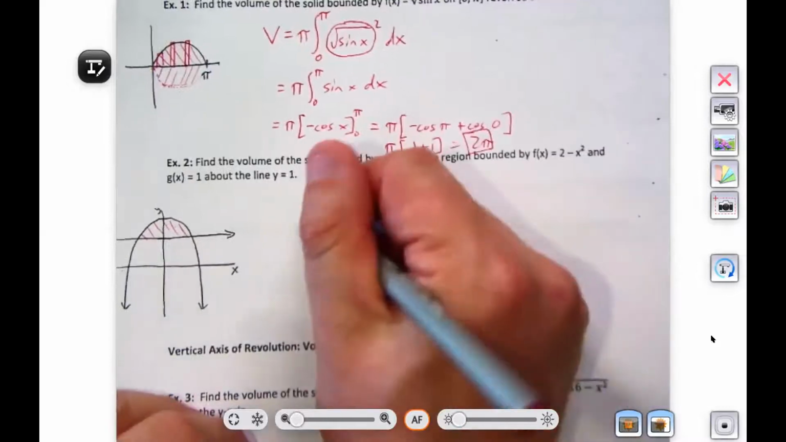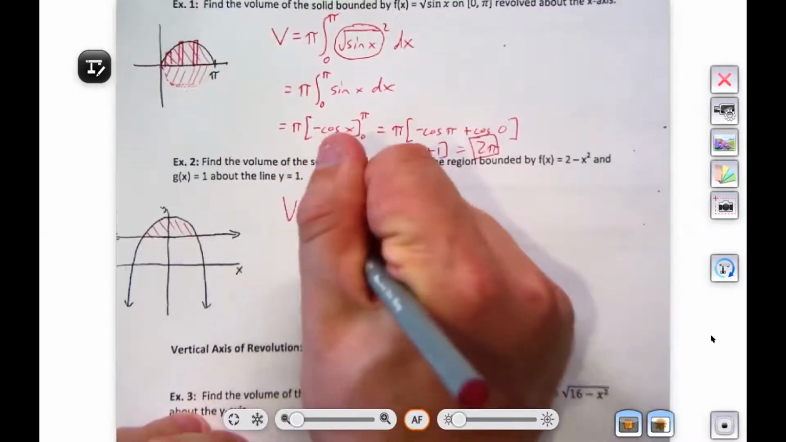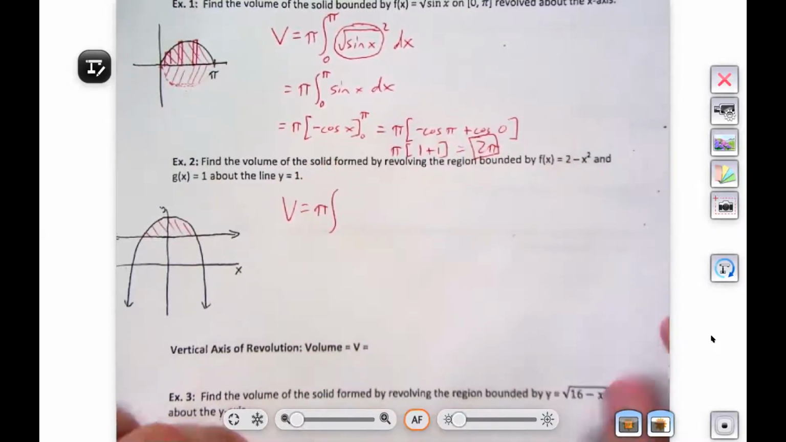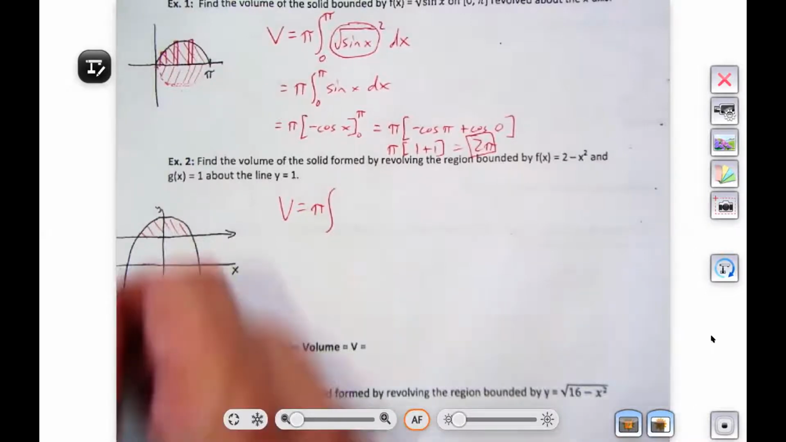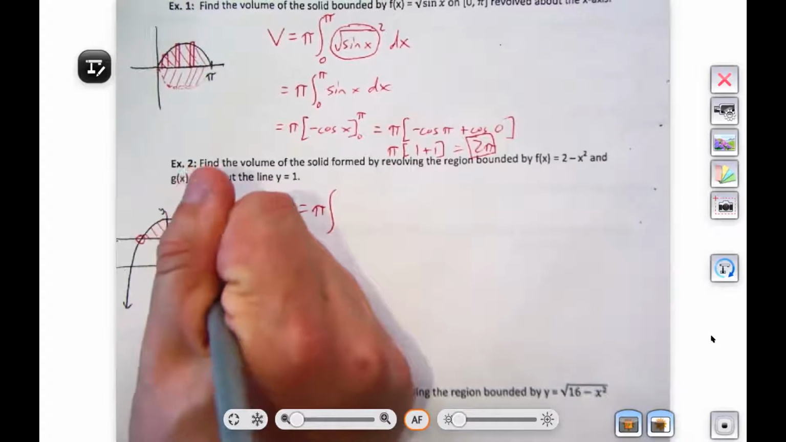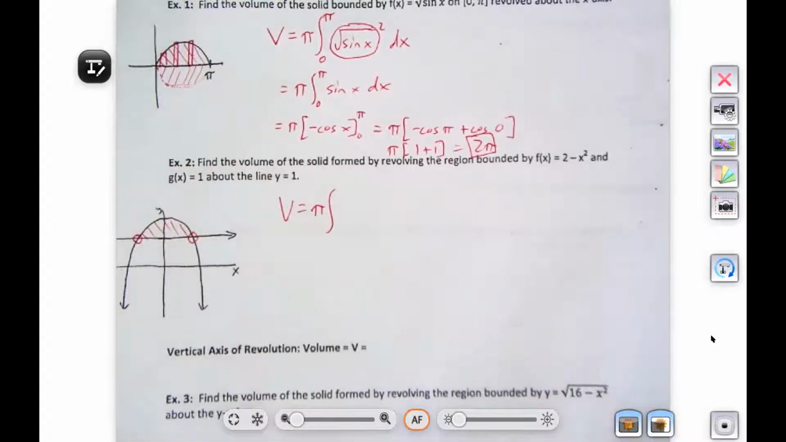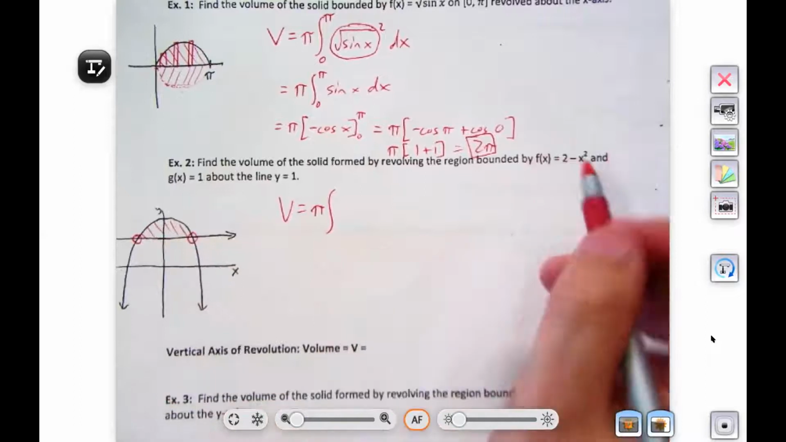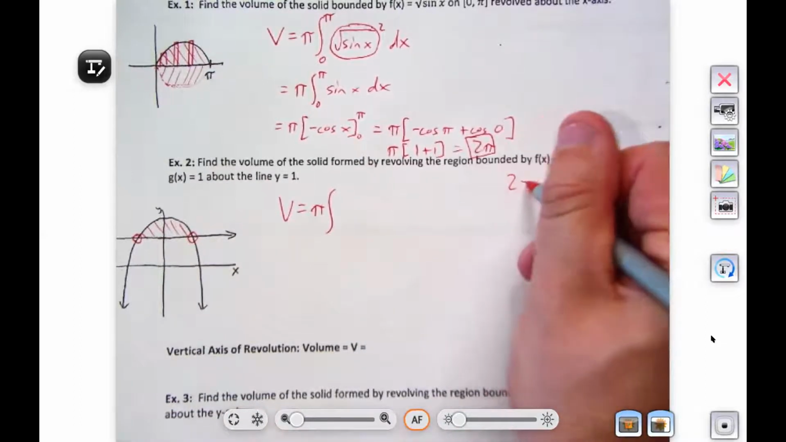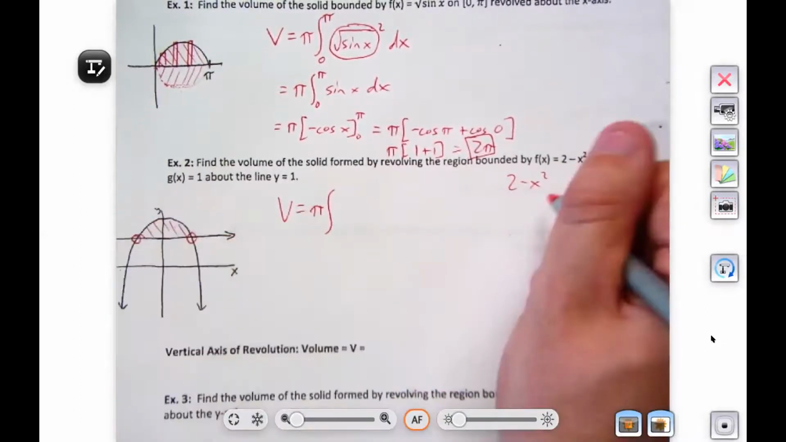So it's going to be pi times the integral. Well, in the last problem, it gave us our limits of integration. This one didn't. So we need to find the things that we are integrating from and to. We have to find those intersection points. So we need to treat it like we're solving a system. We're trying to figure out where that parabola intersects that line. So we need to set 2 minus x squared equal to 1, like we're solving that system.